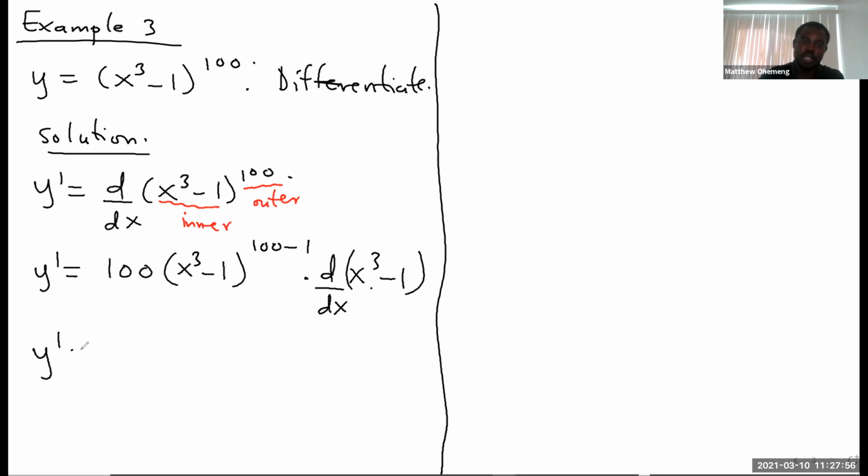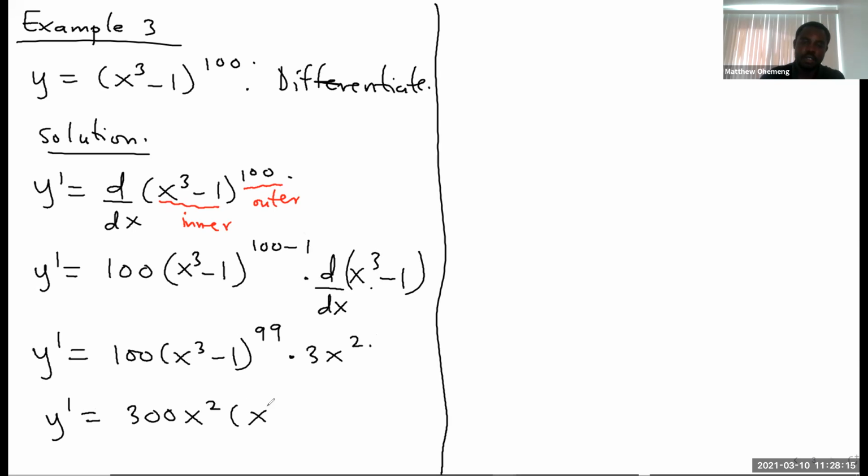And then the rest is to just focus on this second piece, right? Derivative of s cubed minus 1. So that's 100 (s cubed minus 1), 100 minus 1 is 99, right? And the derivative of s cubed minus 1 is just 3s squared. So that's my final answer. So I have something like 300 s squared and then (s cubed minus 1) to the 99. And that's my final.